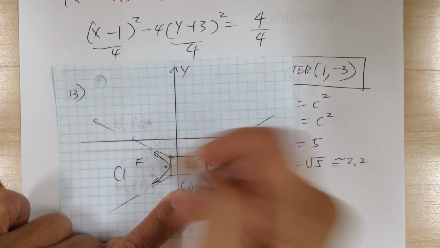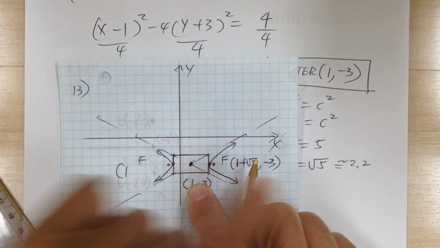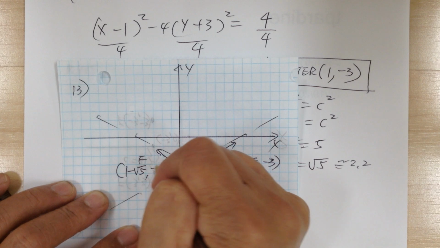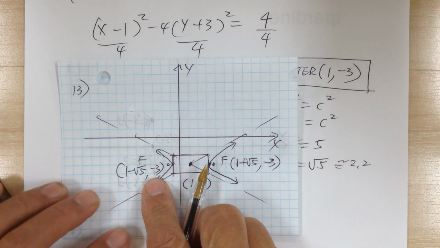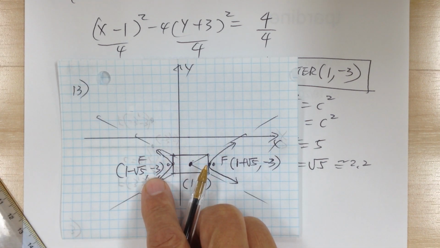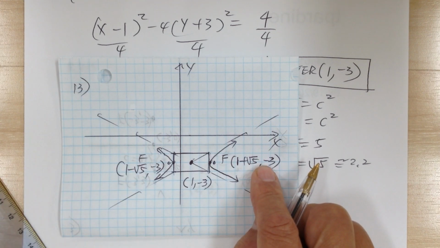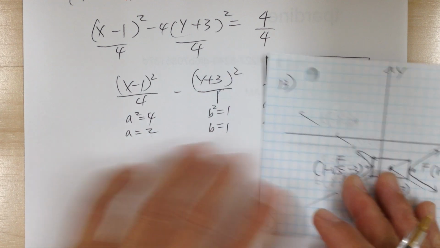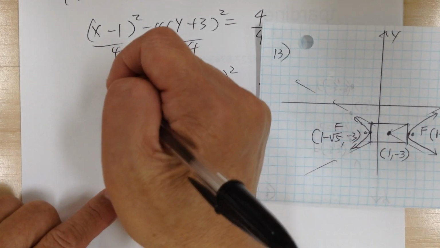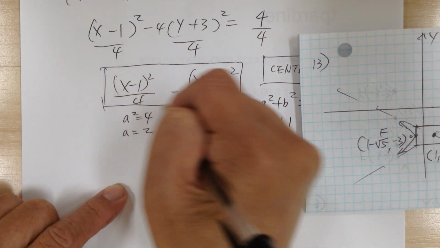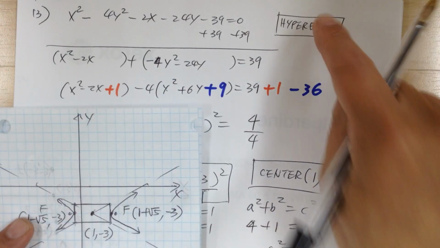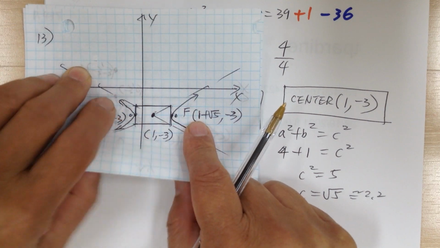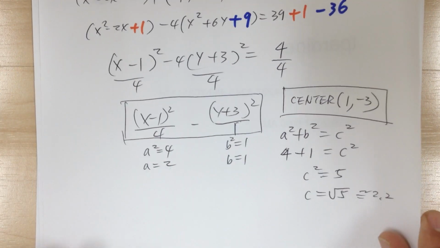So again, you start with 1, right? You start with 1, you go this way, you have to subtract square root of 5, and again, when you go sideways, the y stays the same. Okay, so we found the foci, so that's it. Done. So its graph, we're done. So here's your equation. And so it's a hyperbola, it's a center, and here's your foci. Okay, next one.